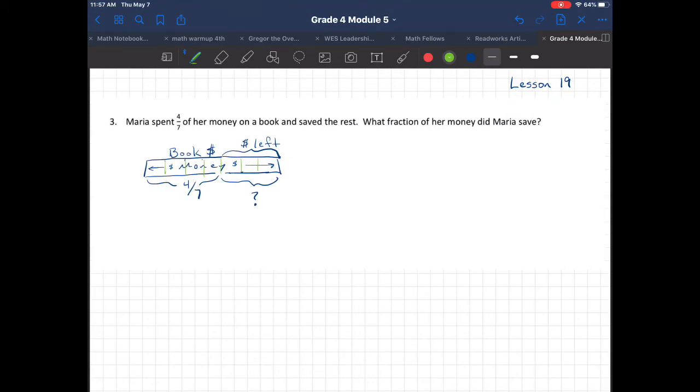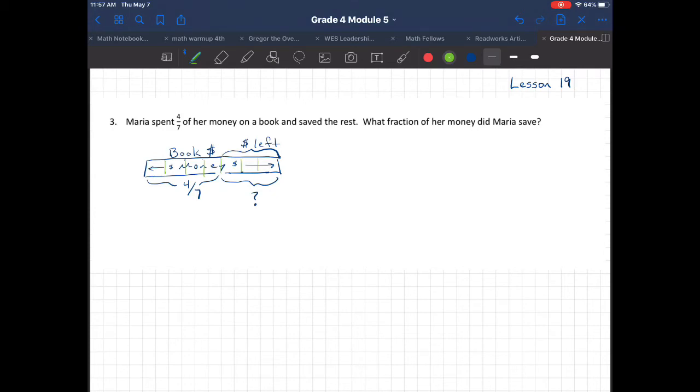Number 3, Mariah spent 4/7 of her money on a book and saved the rest. What fraction of her money did Mariah save? So in my drawing here, I drew the money. The money was my big rectangle. And then I broke it into 7 pieces. Those are the green lines. 4/7 of it was spent, and we want to know what is left.